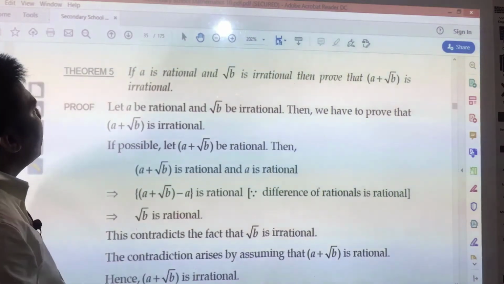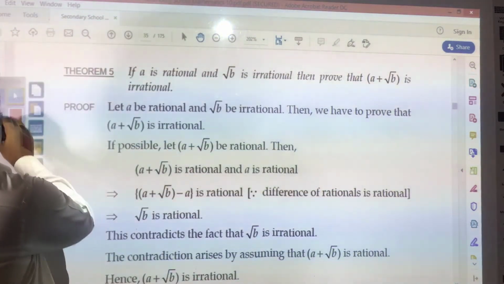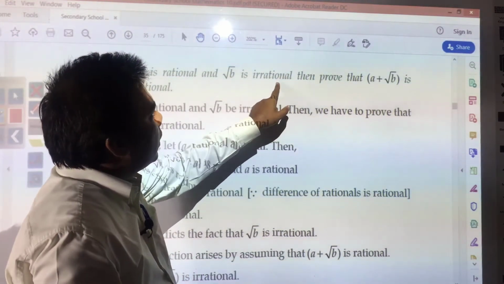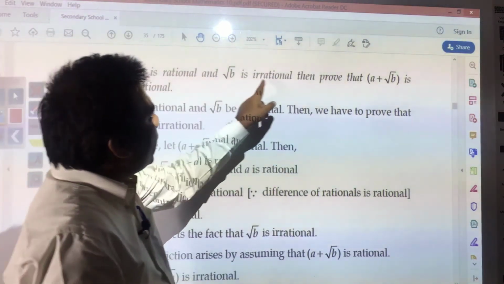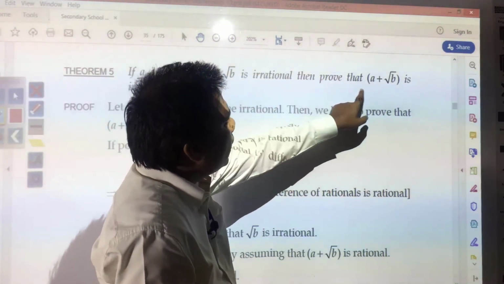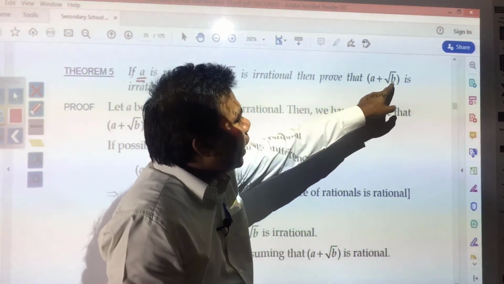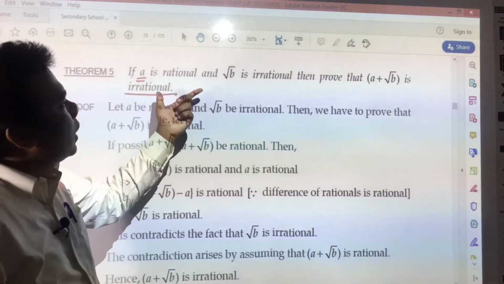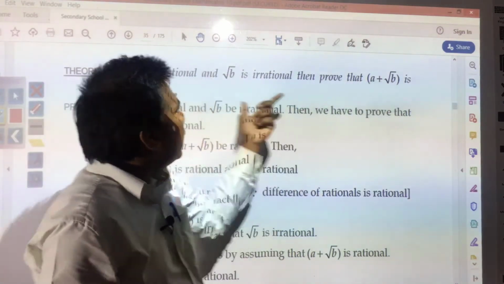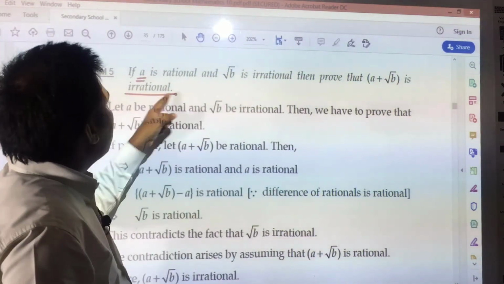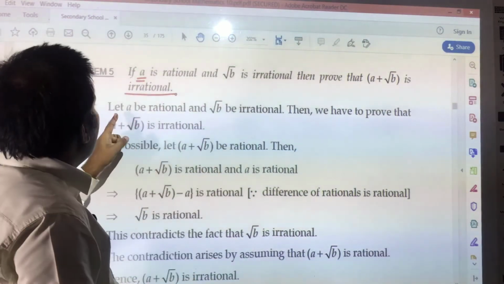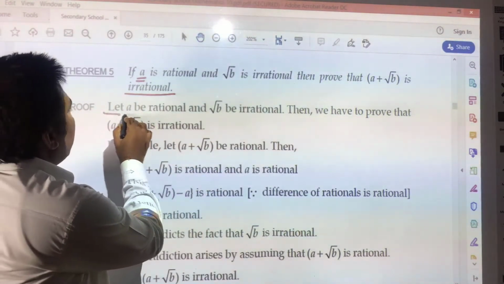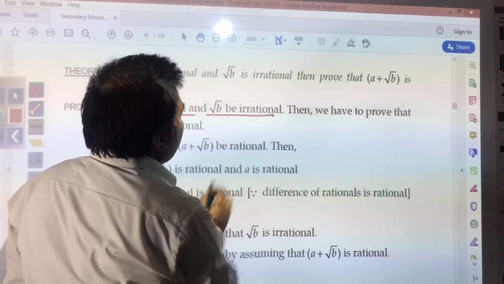Next theorem you have: if a is rational and root b is irrational, then you need to prove that a plus root b, a rational number plus an irrational number, is irrational. So, suppose one rational number you have, the other is irrational, and if you add both you will get an irrational number. This you need to prove. Let a be rational and root b be irrational.